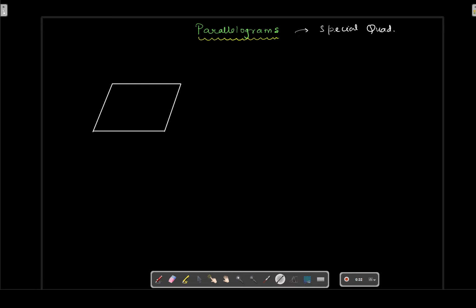First property is that the opposite sides will be congruent. So I'm going to name it A, B, C and D. So opposite sides are congruent. That means AB will be congruent to DC and AD will be congruent to BC.